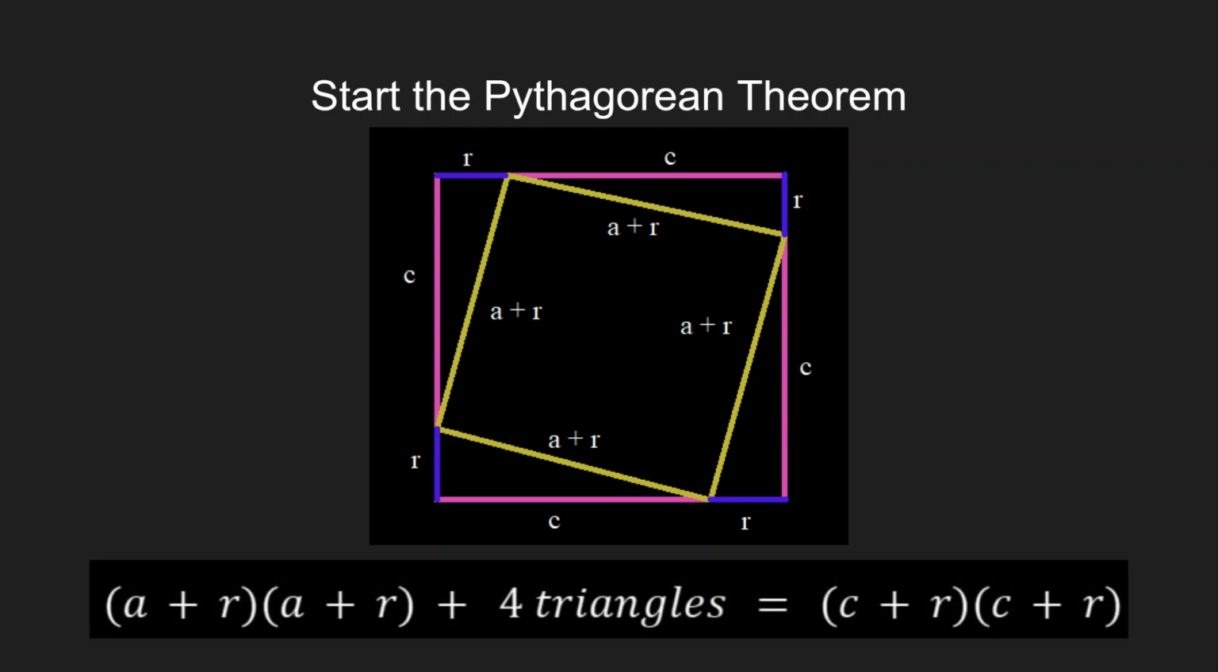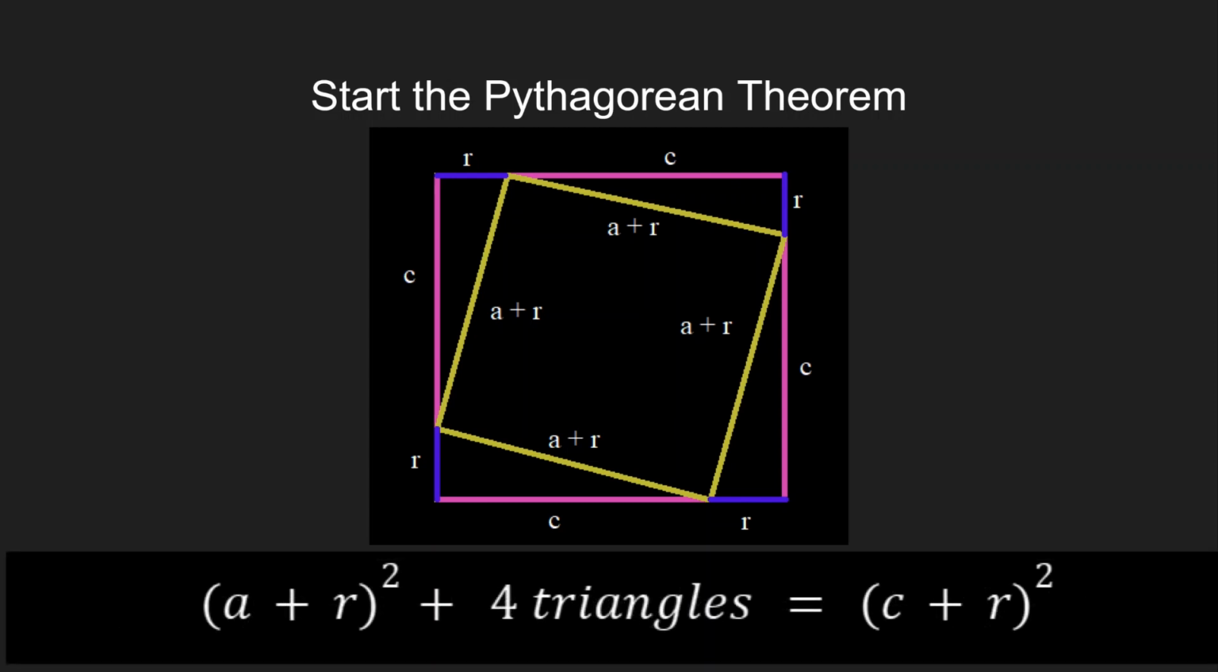We have the area of the small square, which is the base times the height, so that's A plus R times A plus R. And we add the area of the 4 triangles to that inner square. And that equals the area of the bigger square, which is C plus R times C plus R, base times height. Let's simplify our notation a bit. We have A plus R times A plus R, but we could just write A plus R squared. Similarly, we can write C plus R squared.